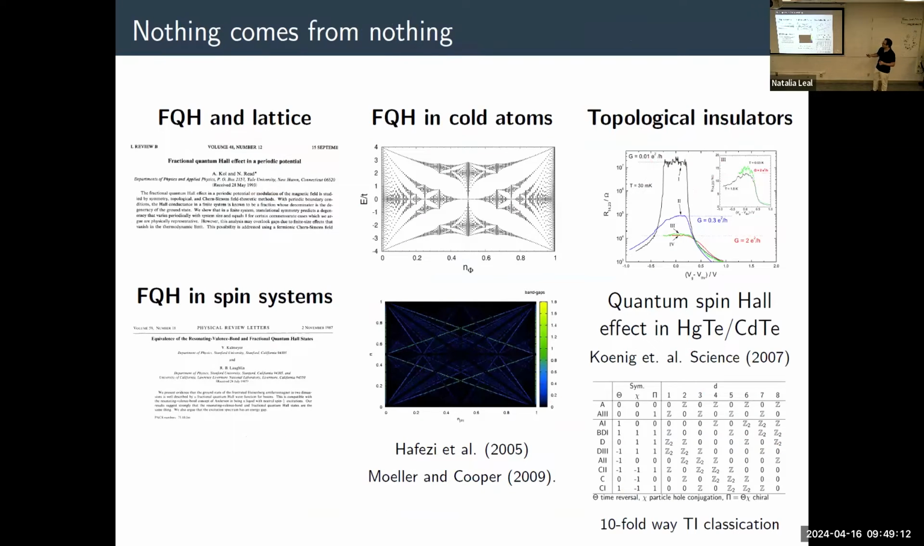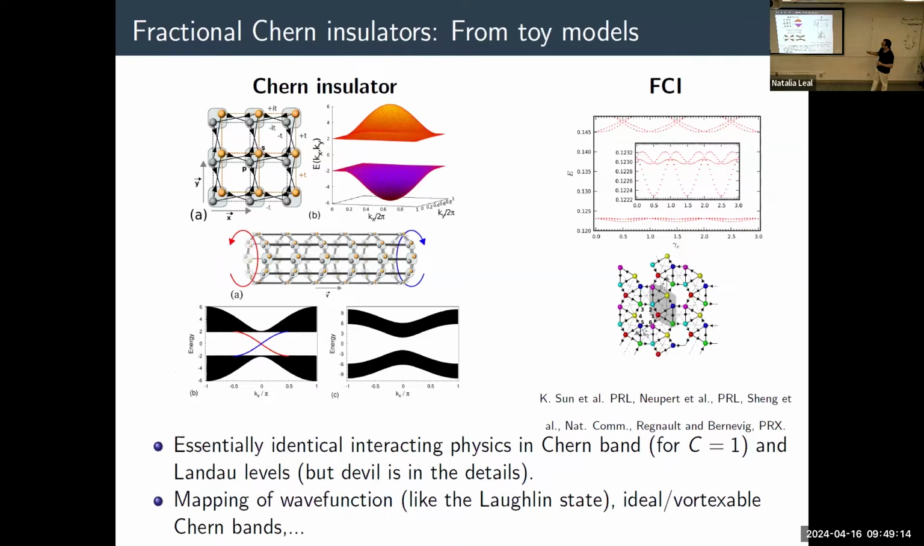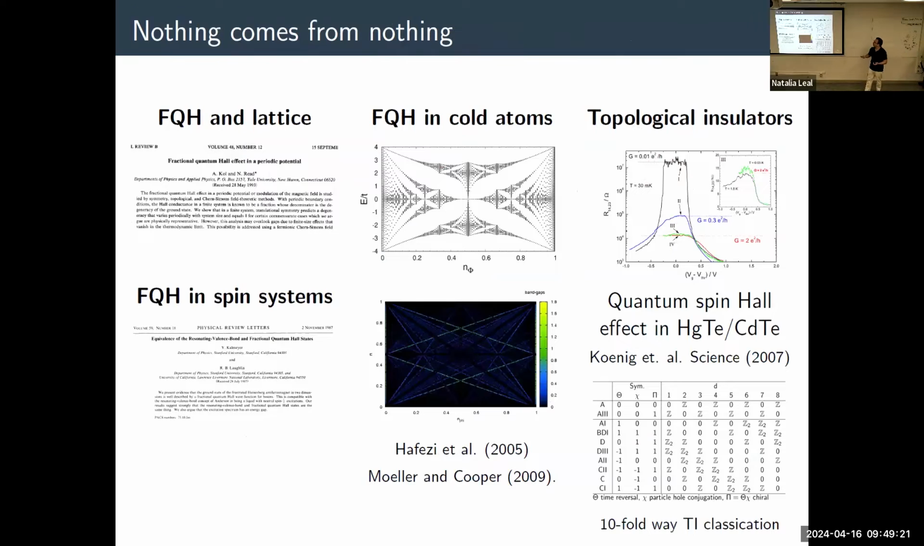So even though I was part of the people that started this trend in 2011, I think it's really important to stress that it didn't come out of nothing. There was, of course, the fractional quantum Hall effect in the lattice, a long story going back to Cohen-Reed, that looks at the interplay between the lattice and the physics. Fractional quantum Hall effect in spin systems, that's basically Kalmeyer and Laughlin back in the early 80s.